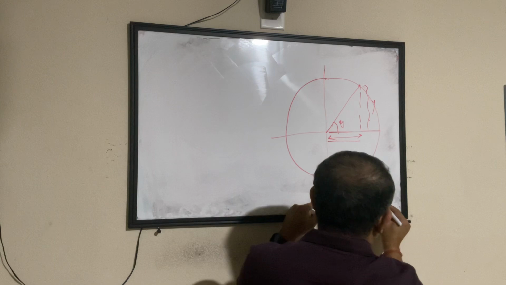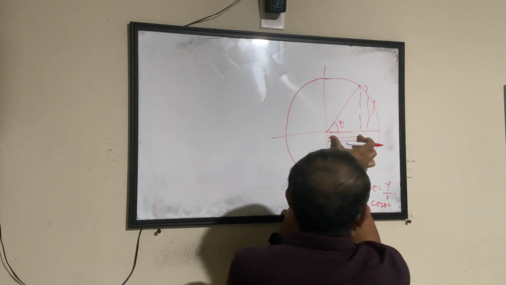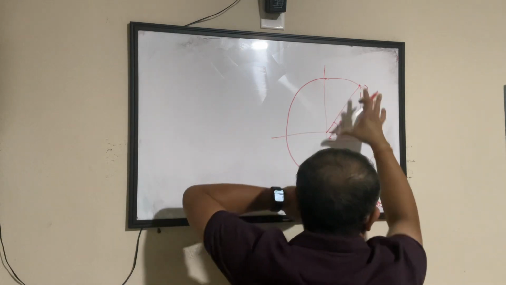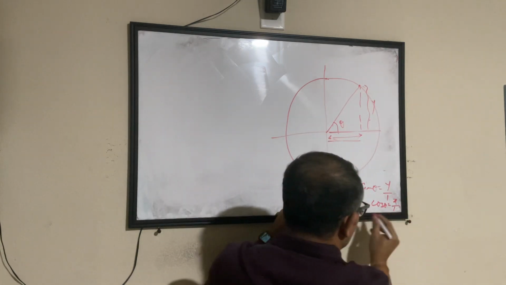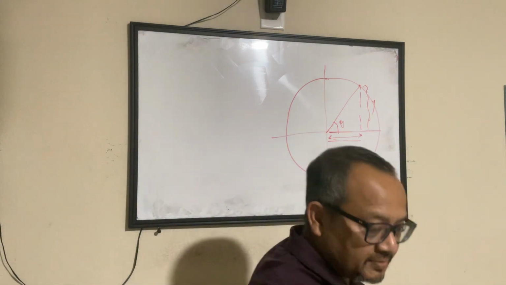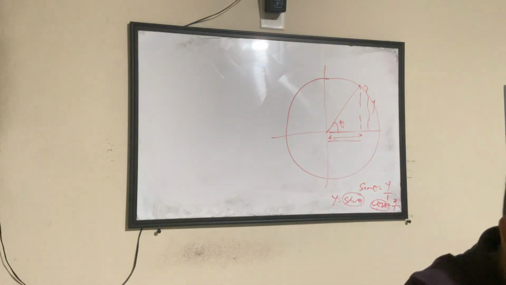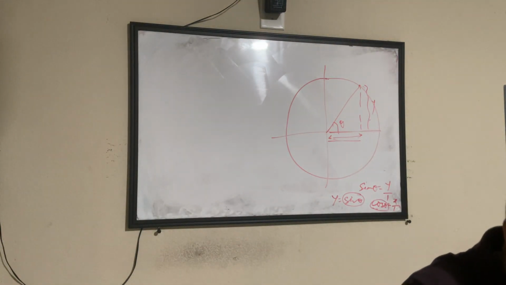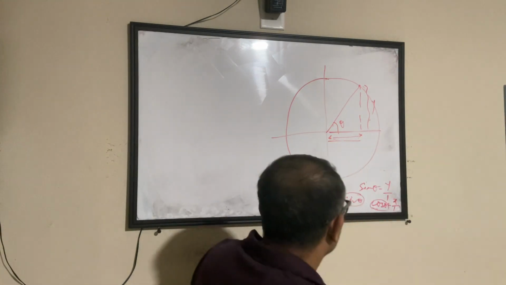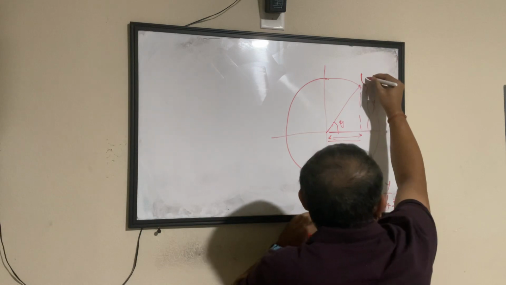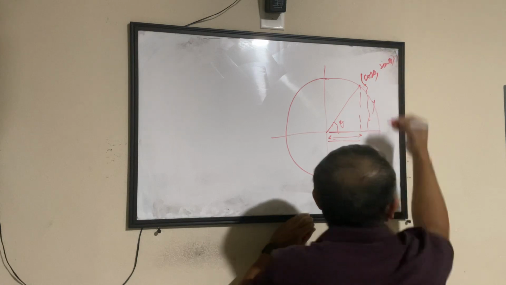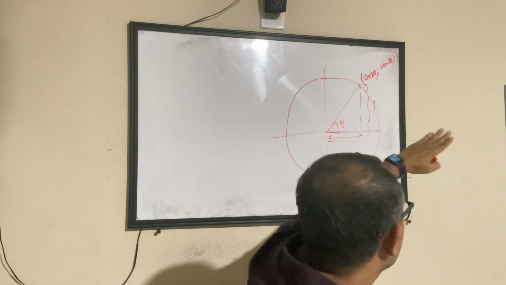So sorry, cos theta equals the base divided by the hypotenuse. So base is your, let's say, x divided by hypotenuse, which is the radius, 1 here. So your x coordinate is cos theta and y coordinate is sine theta. That is how your x and y coordinates for this one are cos theta and sine theta respectively. So this part you guys recall and remember.